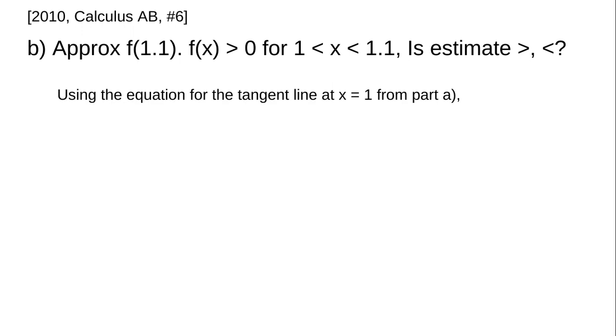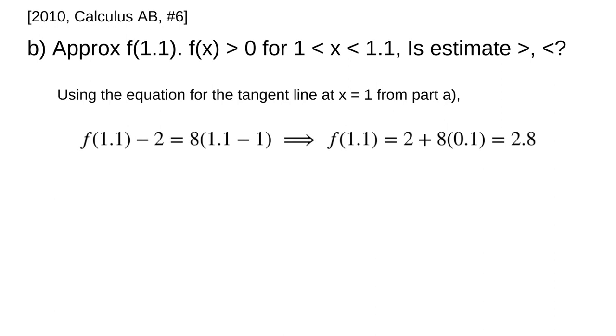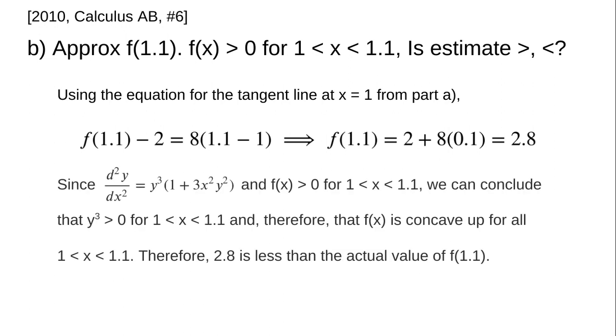Well, first we have to find our approximation for f(1.1). So let's use 1.1 in our tangent line from part A. f(1.1) minus 2 equals 8 times (1.1 minus 1), which implies that f(1.1) is 2 plus 8 times 0.1, which is 2.8. All right, so our approximate value of f(1.1) is 2.8.